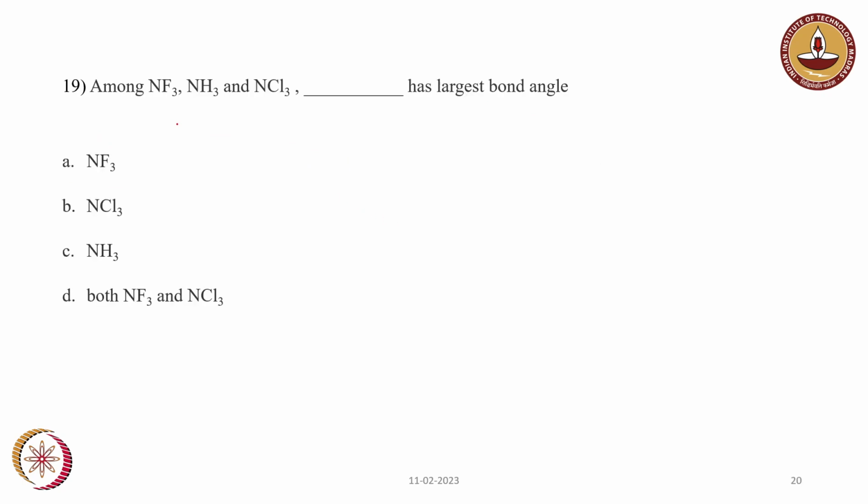The next question is, among NF3, NH3 and NCl3, which one has the largest bond angle? So nitrogen has 5 valence electrons, and forms 3 bonds with fluorine, similar to how hydrogen forms bonds to form ammonia. And the next one is chlorine.